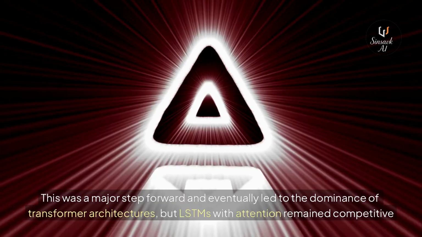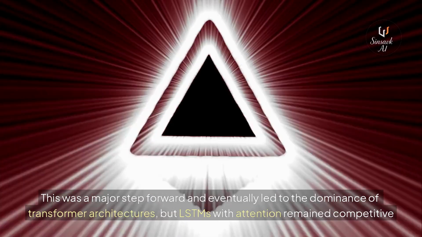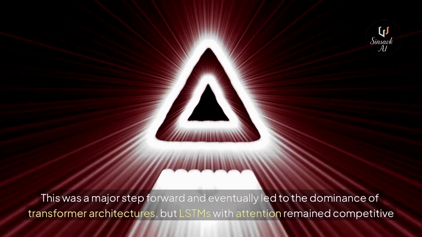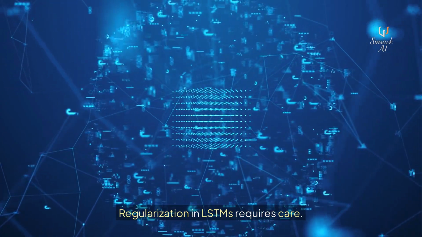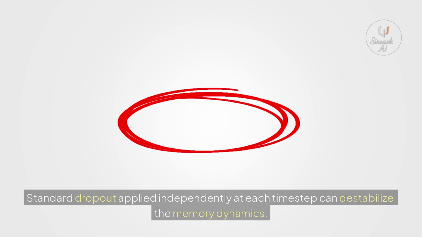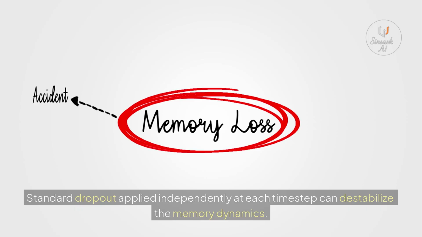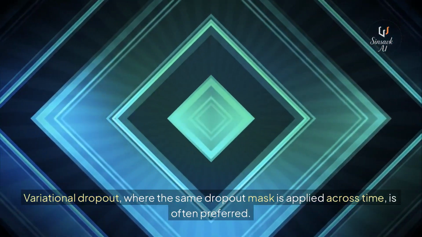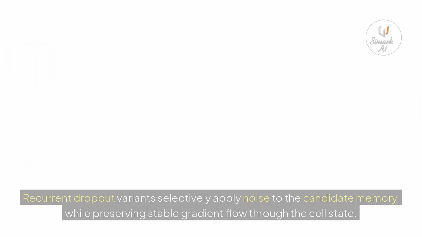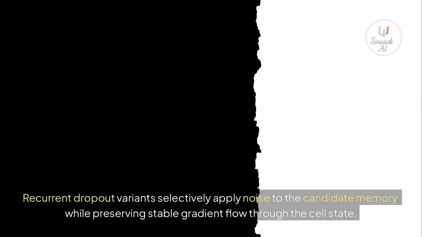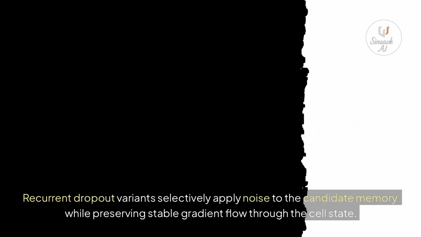This was a major step forward and eventually led to the dominance of transformer architectures, but LSTMs with attention remained competitive for many years. Regularization in LSTMs requires care. Standard dropout applied independently at each time step can destabilize the memory dynamics. Variational dropout, where the same dropout mask is applied across time, is often preferred. Recurrent dropout variants selectively apply noise to the candidate memory while preserving stable gradient flow through the cell state.